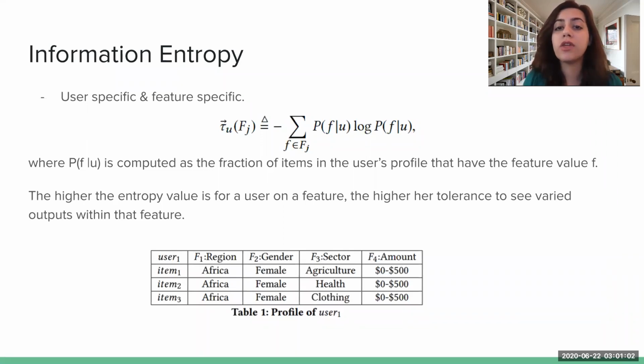The higher the entropy value is for a user on a feature, the higher her tolerance to see varied outputs within that feature. For example, the user in table 1 would have low entropy for region and gender, but higher entropy for sector. For more details on this topic, I refer you back to the paper.